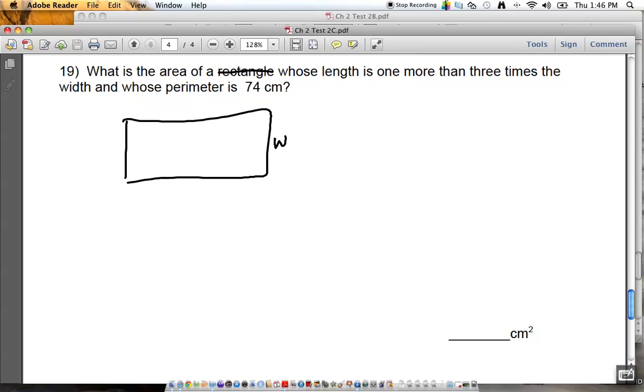How do you write 1 more than, key phrase there, 3 times the width? How do I write that? 1 more than 3 times the width. If we can get this, we're going to be rocking and rolling. Stephen? 1 plus W. Not 1 plus W. Okay, Chris? 3W plus 1. 3W plus 1.